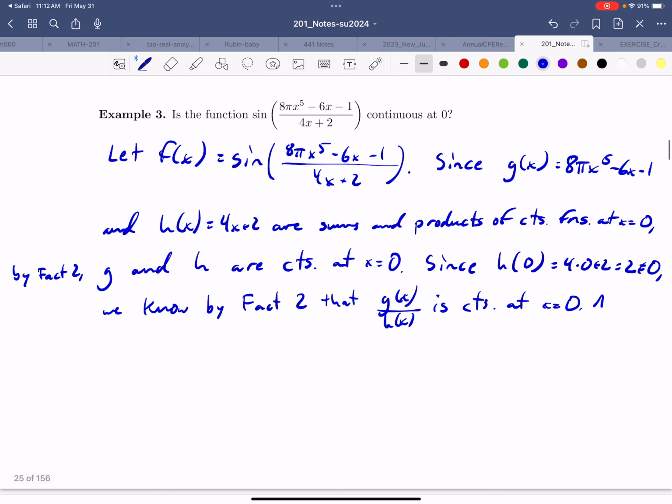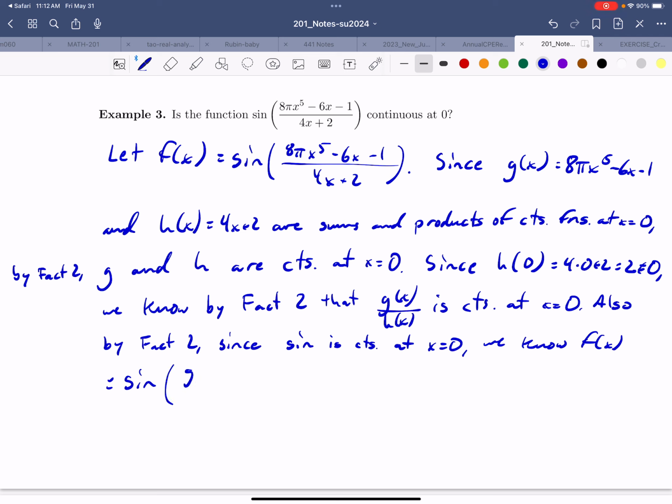Now, also, by fact 2, since sine is continuous at x equals 0, and sine's actually continuous at all x values, we know f of x, which equals sine of g of x over h of x, is continuous at x equals 0, right?